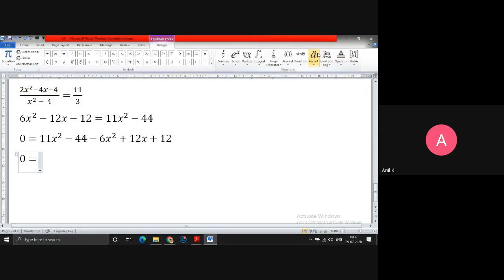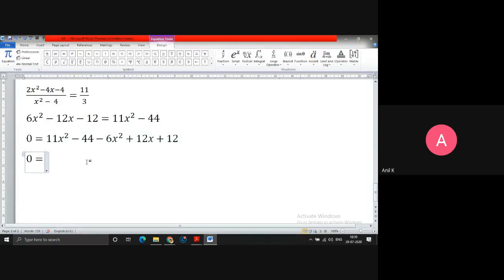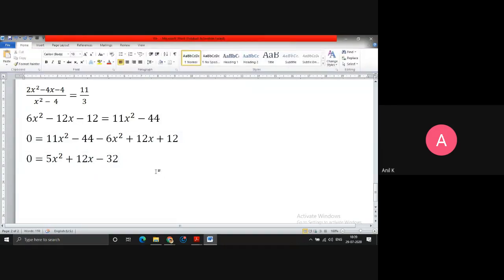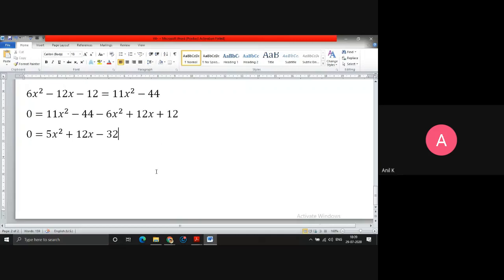0 is equals to 11x square minus 6x square, which is going to be 5x square. Then what are the x terms? Plus 12x will be there, plus 12x will be there. Then minus 44 plus 12, which is going to be minus 32. So finally I got the quadratic equation. Now you have to use the quadratic formula. You try it out and find out the solution.